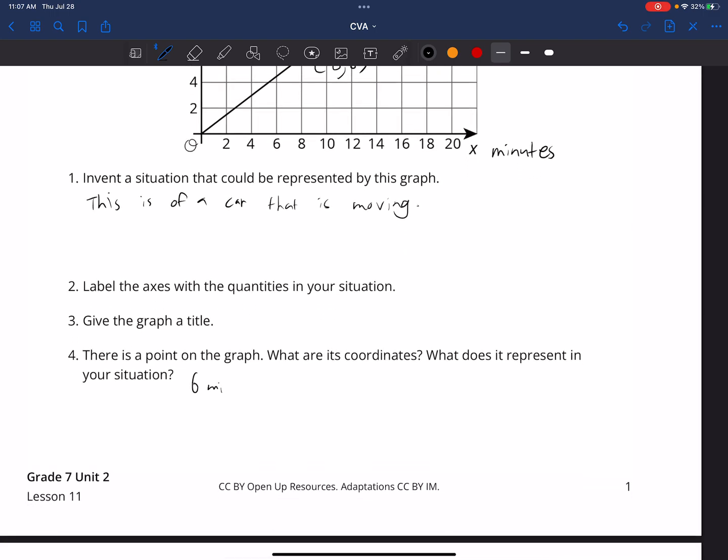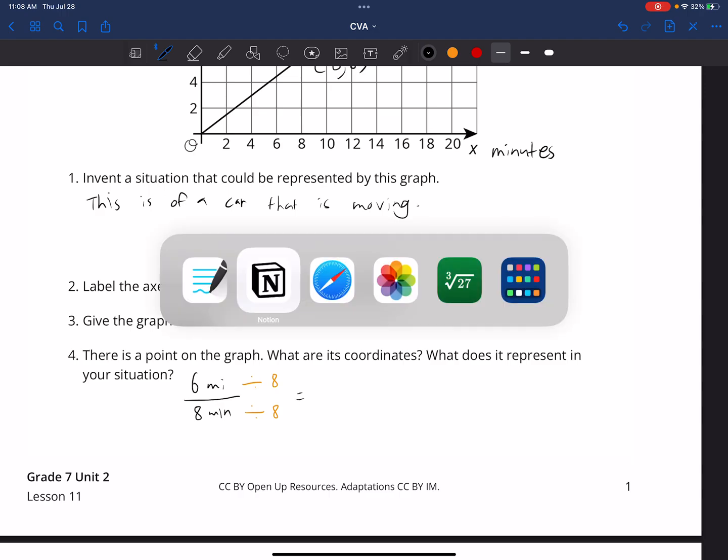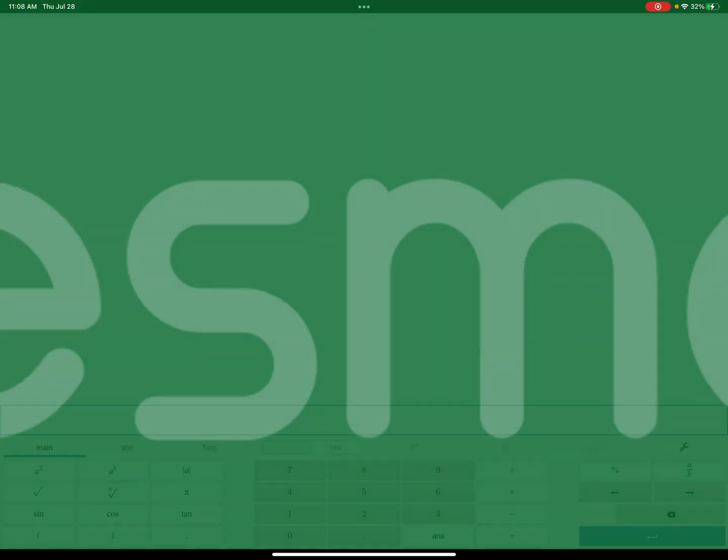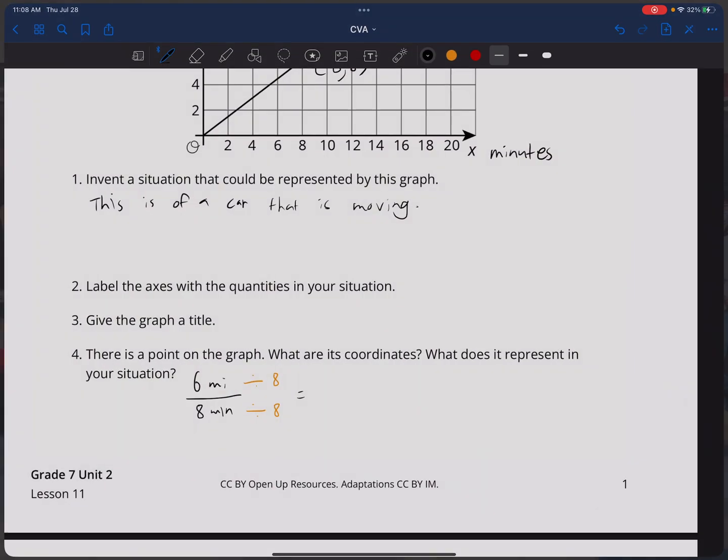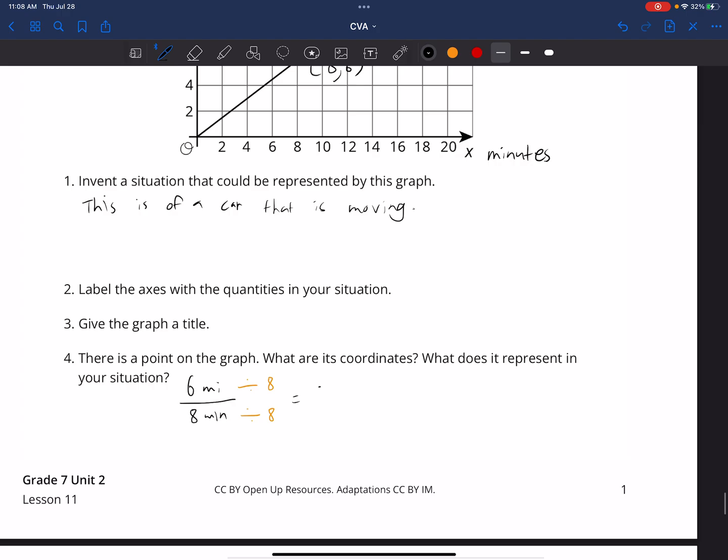So we're working with 6 miles per 8 minutes, right? What I'm going to do is divide the top and the bottom by 8, and then I get 6 divided by 8. 6 divided by 8, and I get 0.75 miles in 1 minute, which is also equal to 0.75 miles per 1 minute. Okay, so I travel about three quarters of a mile per minute.